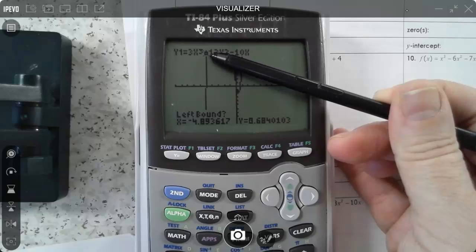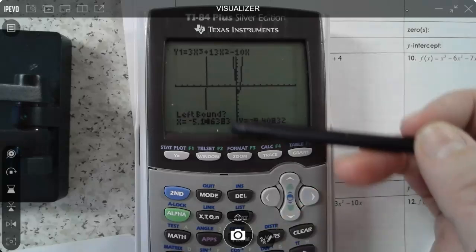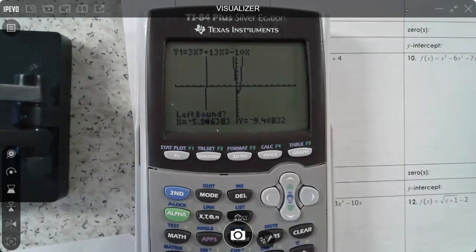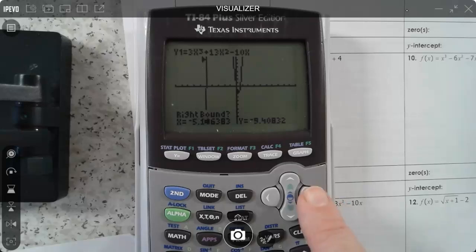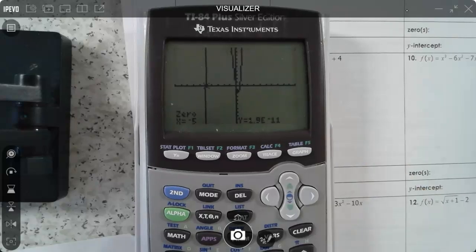Everybody see it? I got to make sure he goes to the left from that point. And now he's all the way down at 9. You can't see it, but he's down here. I'm going to hit enter. And then I need to be on the right side, so I'm going to hit right until I've crossed over and hit enter, and then hit enter one more time. And I get -5 as one of my zeros. Is that one of the zeros I found algebraically?